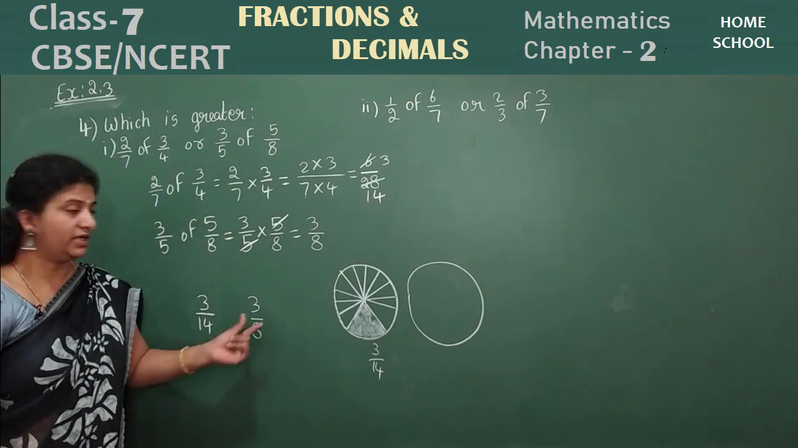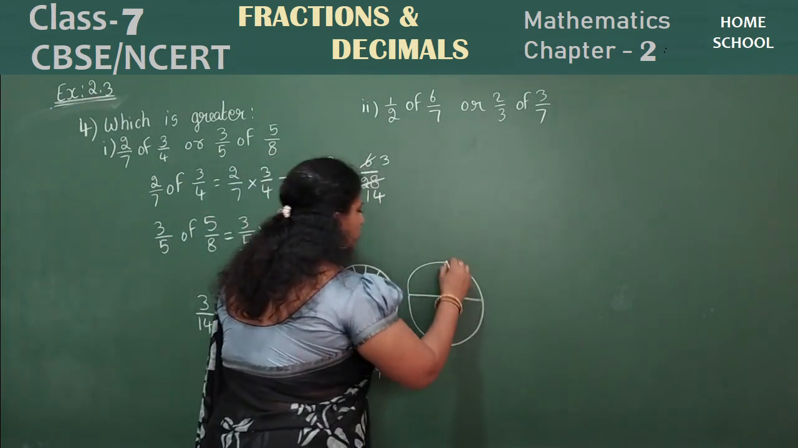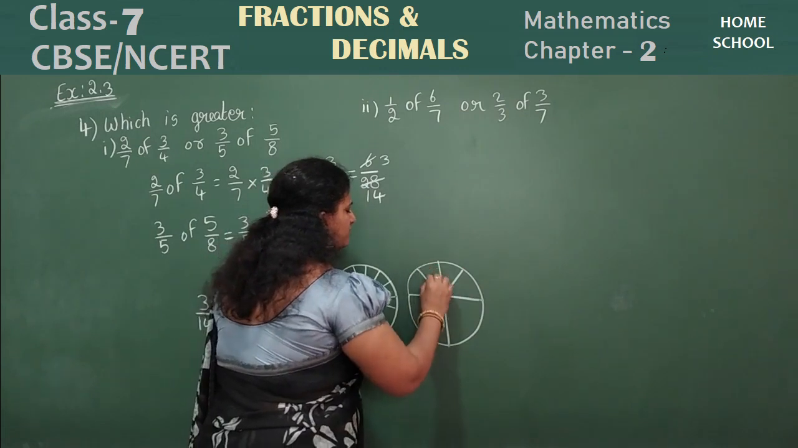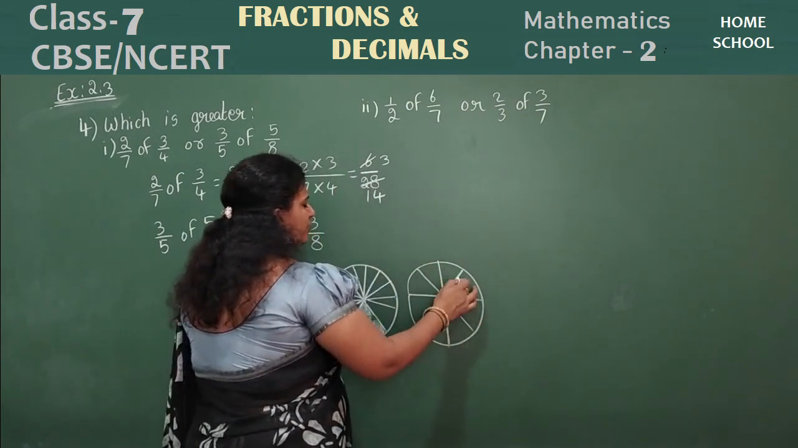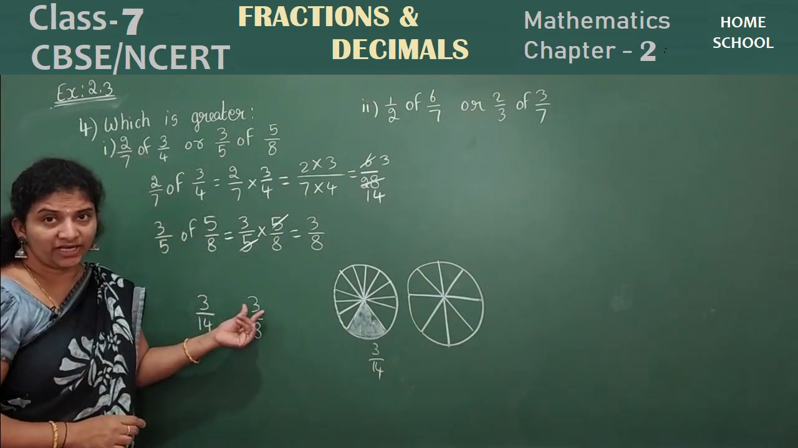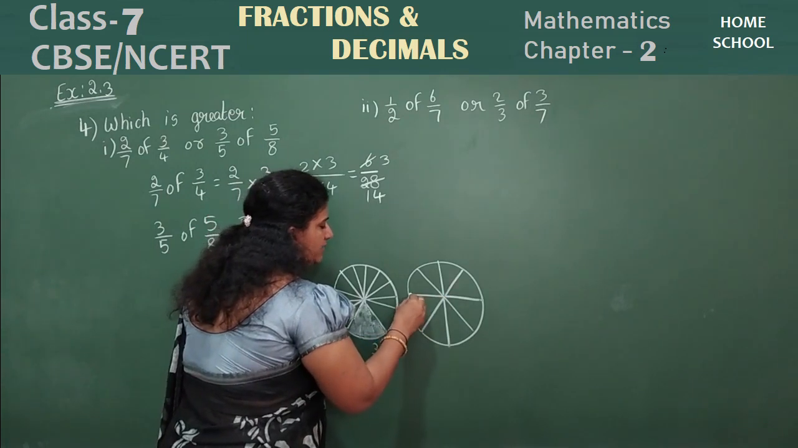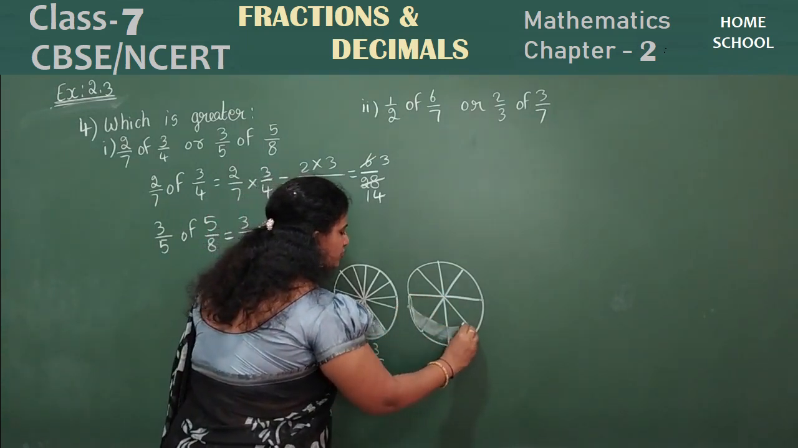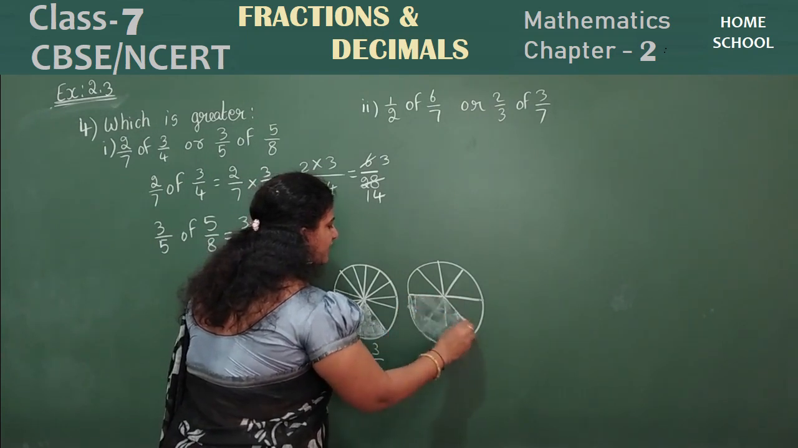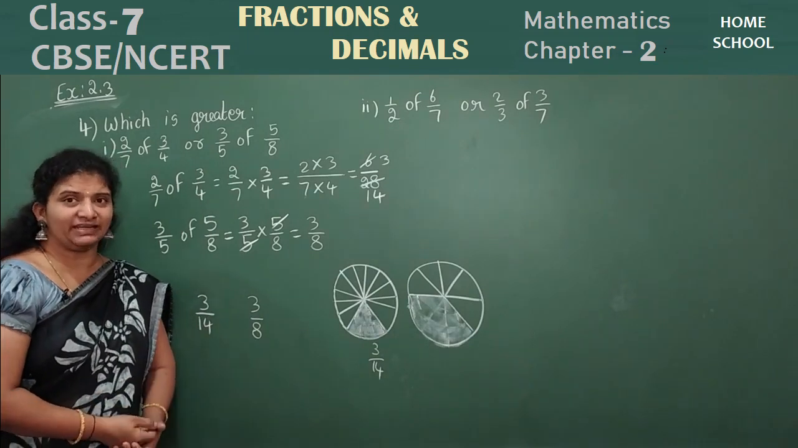Now look here, 3 by 8. So 8 parts we are going to do. That will be, observe here, 1, 2, 3, 4, 5, 6, 7, 8. How many pieces we need to shade? 3 pieces, right? 3 parts. 1, 2, 3. Look here. Look carefully, what am I shading here? So now, observe the shading, which is greater.